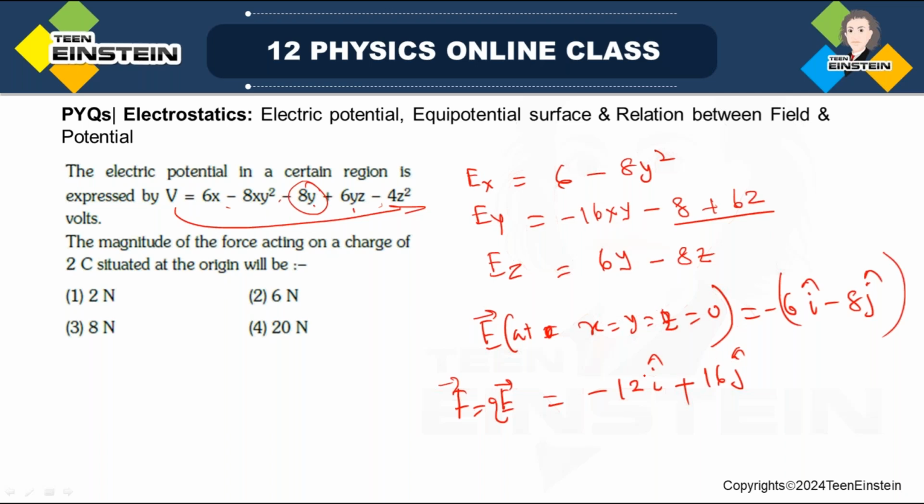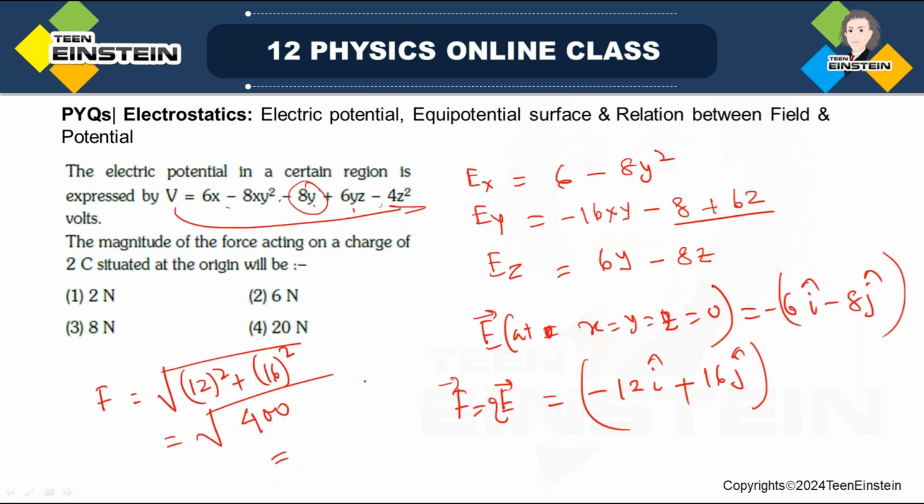I don't know whether I'm still in trouble, because these are the things. So if I take the magnitude of the force, it will be square root of 12 square plus 16 square. I am not very sure whether it is coming. I see, yeah, we are getting. So this will be actually 400. So this is 20 Newton.